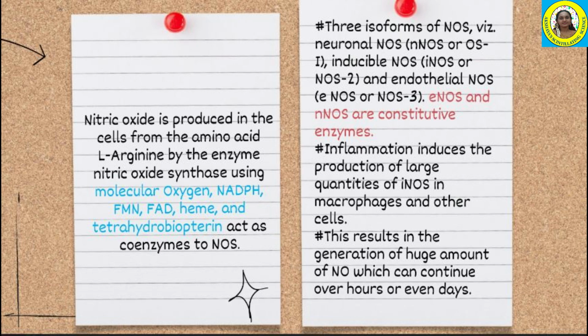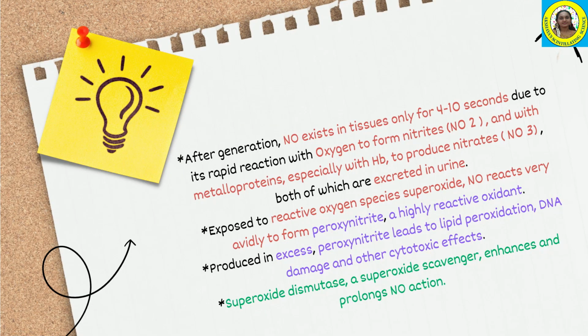After the generation, nitric oxide exists in tissues only for few seconds because it rapidly reacts with oxygen to form other nitrites, nitrates as mentioned earlier. Another important point is that superoxide dismutase, which is a superoxide scavenger, enhances and prolongs the action of nitric oxide.